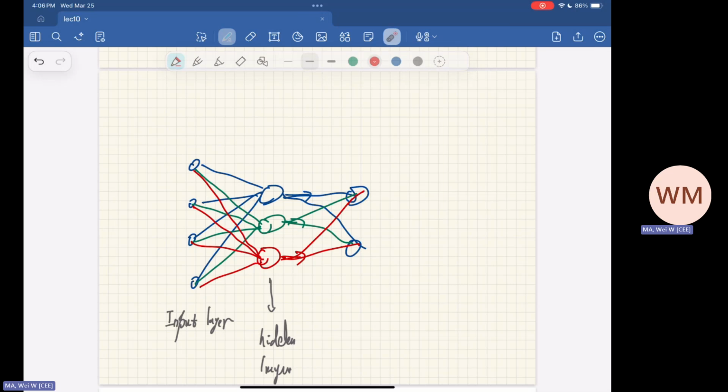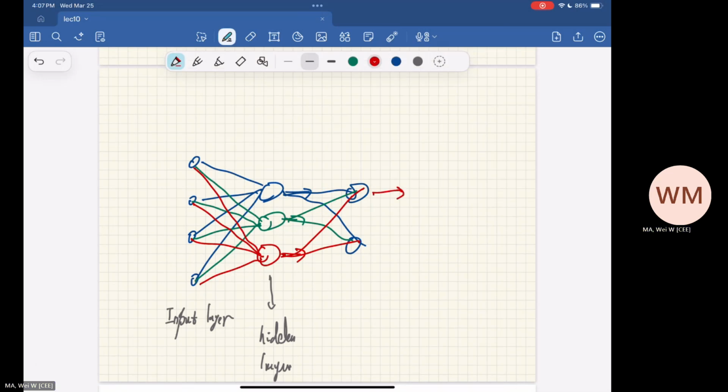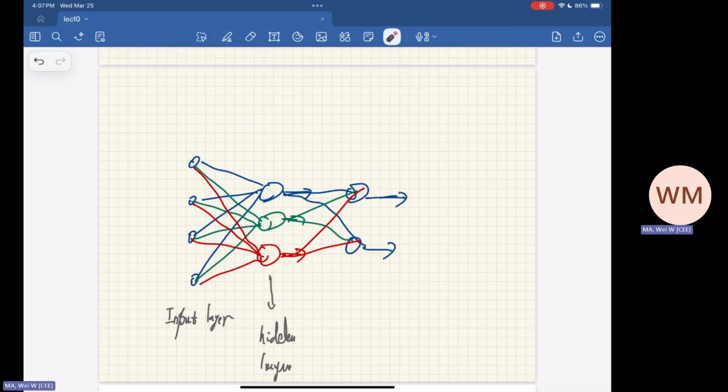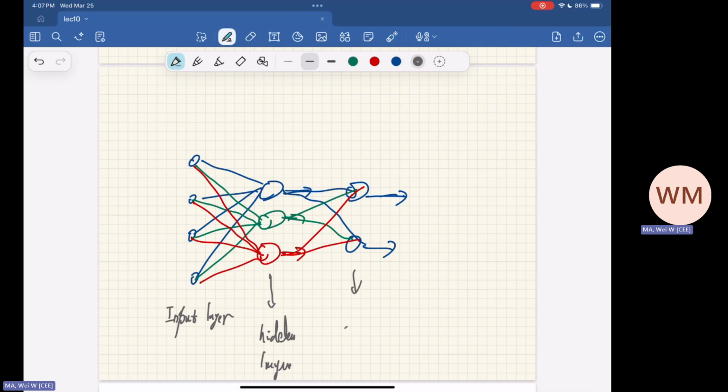Okay, so you can see here for this neuron, we take the 3 outputs as input, and then we have one output here. And for this one also, we take 3 inputs, and then we have one output. So you can see that eventually we have an output of dimension 2. We call this the output layer.